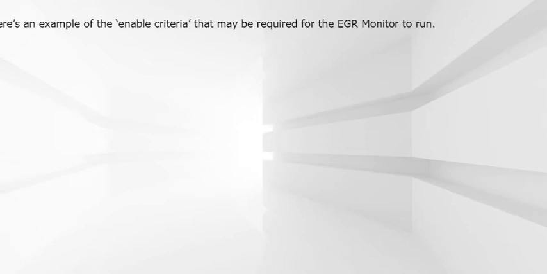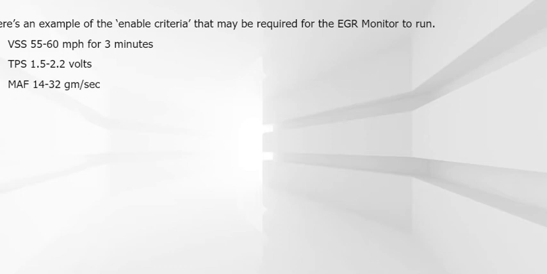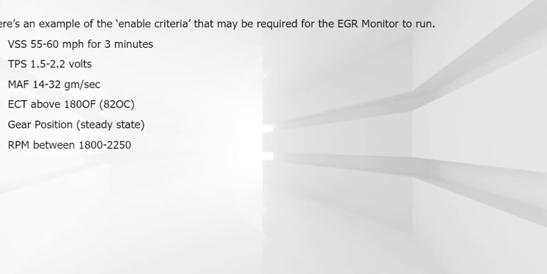Here's an example of the enable criteria that may be required before the EGR monitor will run. VSS, 55 to 60 miles per hour for 10 minutes. TPS, 1.5 to 2.2 volts, steady throttle. Engine load, 2.0 to 3.3 ms. ECT, above 180 degrees Fahrenheit or 82 degrees Celsius. Gear position, high gear. RPM between 2,000 and 2,400. No pending conditions. No conflicts.